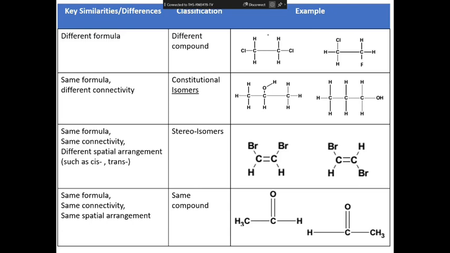Then the front page of this reviews Lewis structures and formal charge. Actually, the first question you could have done after yesterday's lesson, Lewis structures and formal charge. And then it's got a little bit of stuff about ozone. It's got a little bit of stuff about resonance structures as well on the first page of this.